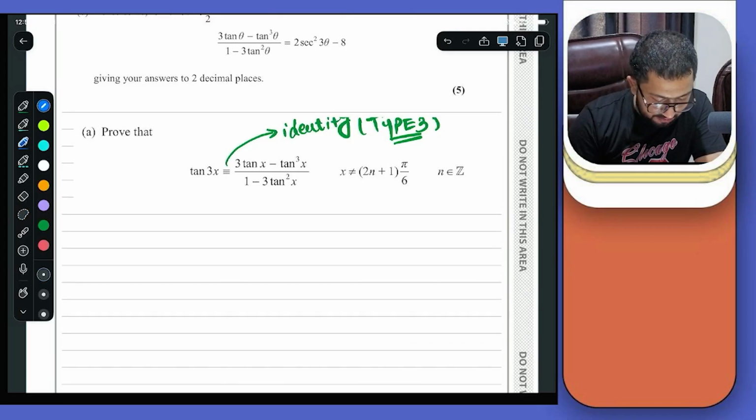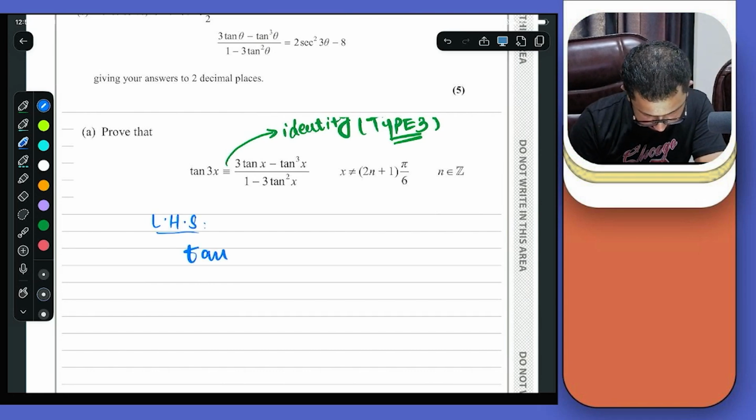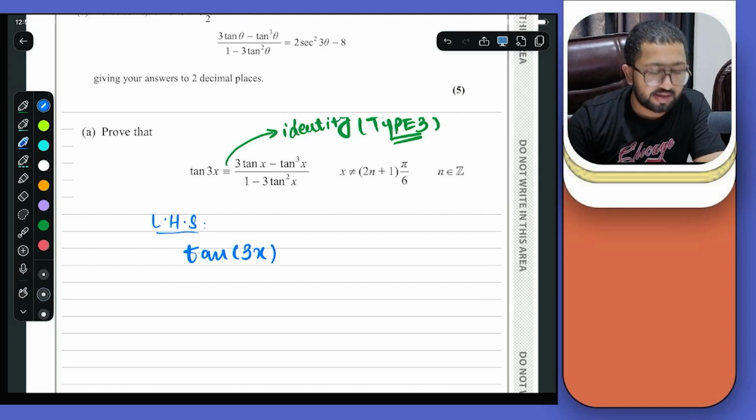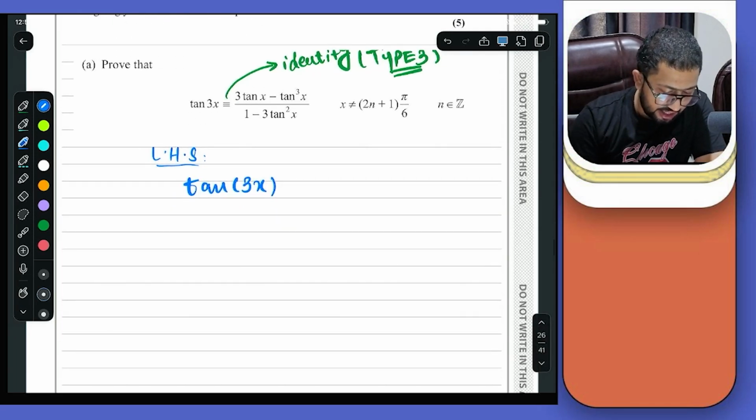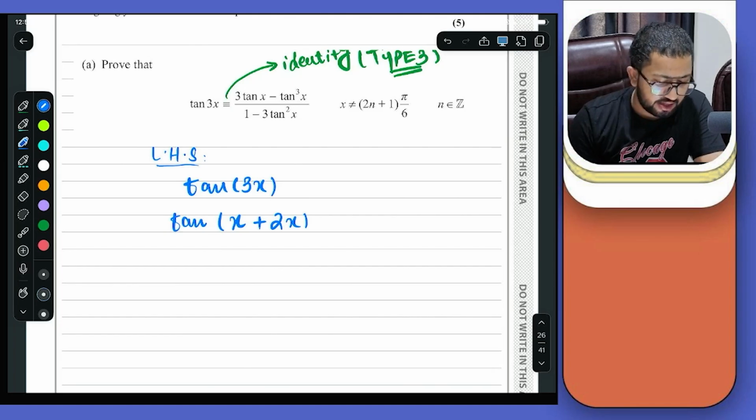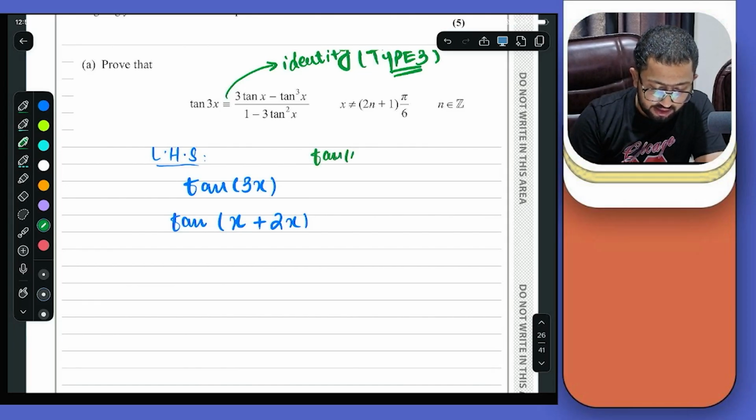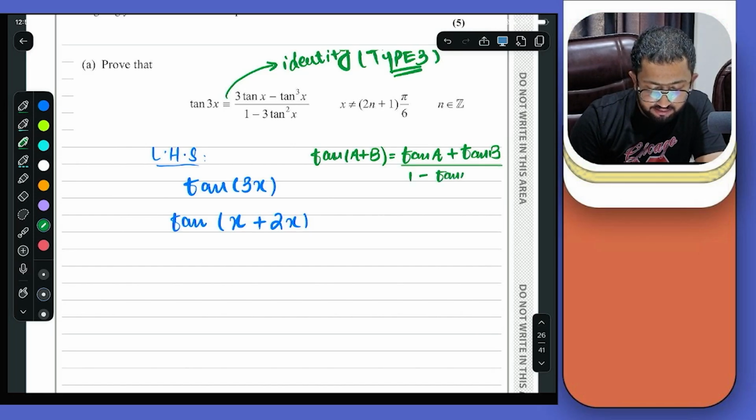So how to prove this? Everyone knows I will take the left hand side, which is tan 3x. We don't know any formula for tan 3x in P3, so I will always convert our 3x into x plus 2x. Obviously 3x can be written as x plus 2x, so I have to apply the compound angle formula. When two angles are being added or subtracted, you are allowed to apply the compound angle formula: tan A plus tan B divided by 1 minus tan A tan B.